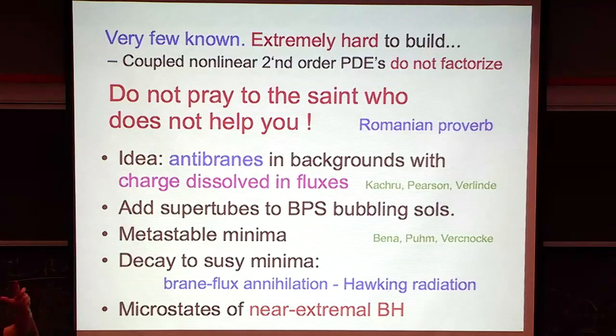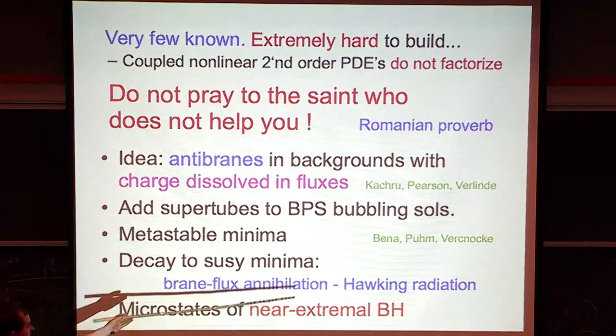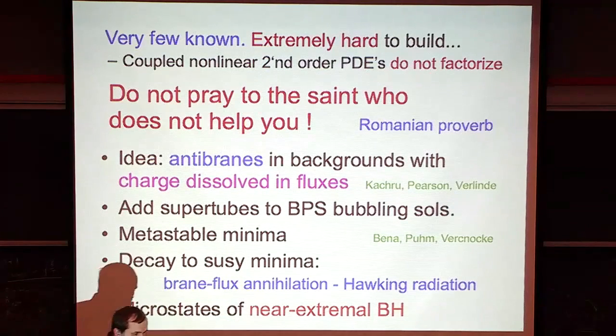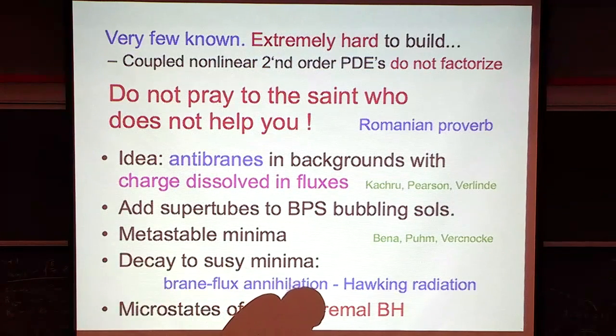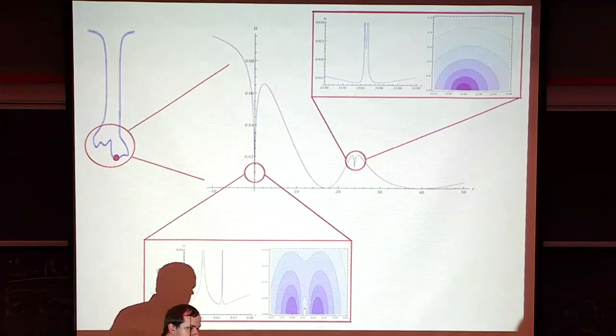Essentially, you have the charge which is negative, and there's a charge in the flux which is positive. There's a tunneling, and they can annihilate. And this gives you Hawking radiation. So these metastable supertubes give you microstates of near-extremal black holes.